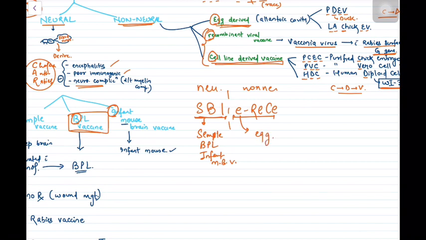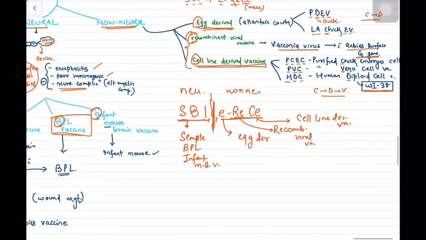This E is the egg derived vaccine. Then this RE is the recombinant viral vaccine and this CE is the cell line derived vaccine. So now it is simple to remember all the vaccines for rabies virus. SBI is for neural vaccine and the E-Race is for non-neural vaccine. Now since you have further vaccines in these non-neural components, so let us break them as well.